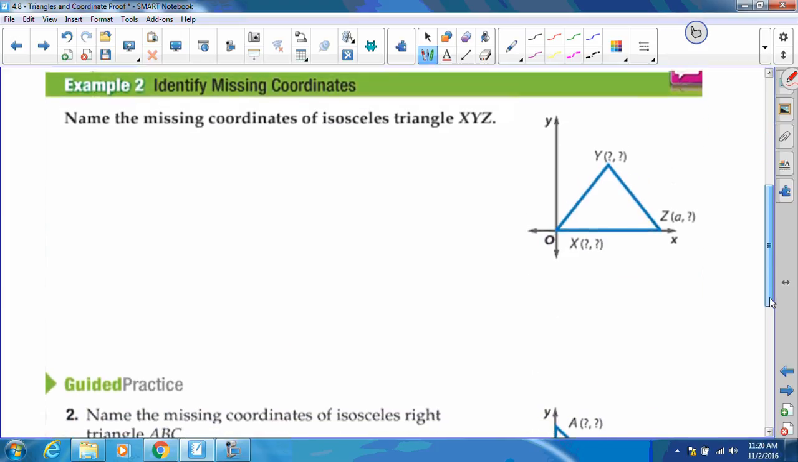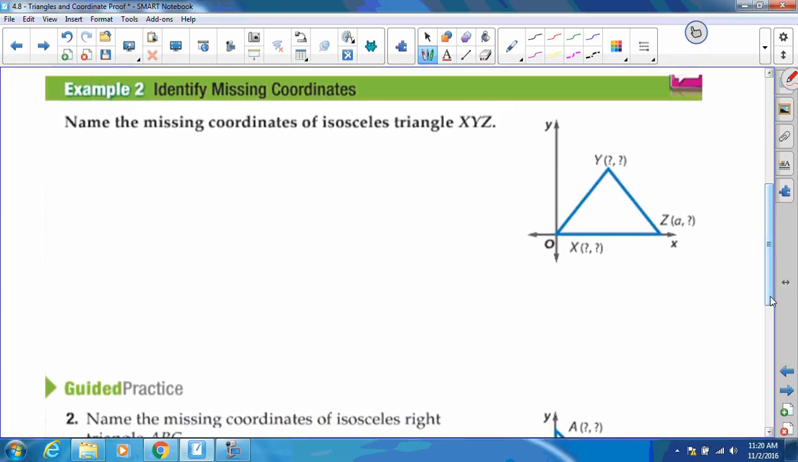Okay, so let's look at this one. Name the missing coordinates of isosceles triangle XYZ. So we know that this is an isosceles triangle. Let's start with X. We know that X is at the origin, so that's 0, 0. Okay, then we have Y and Z.